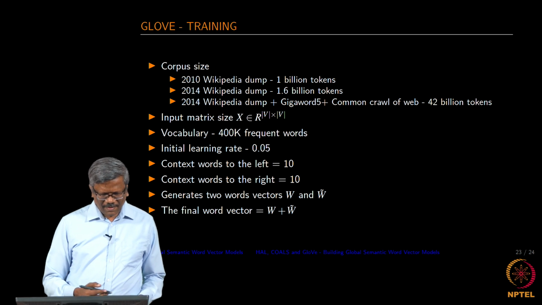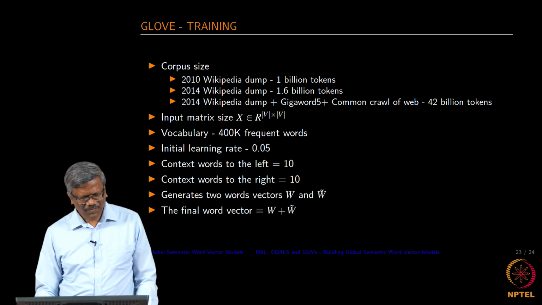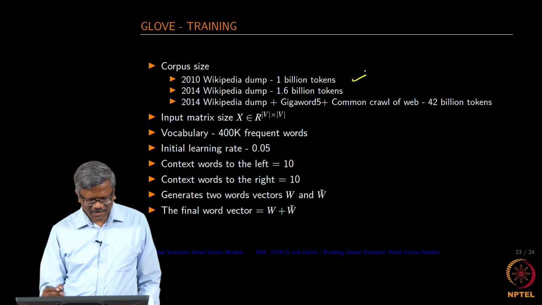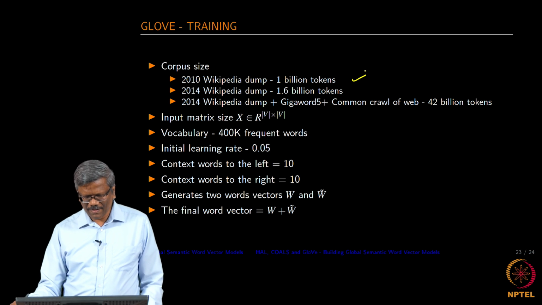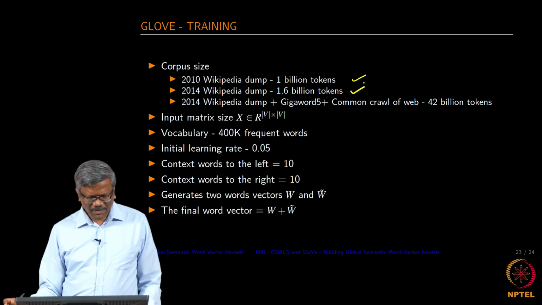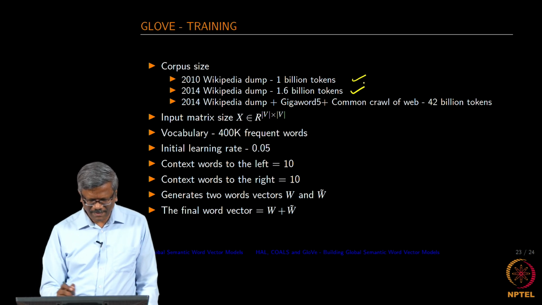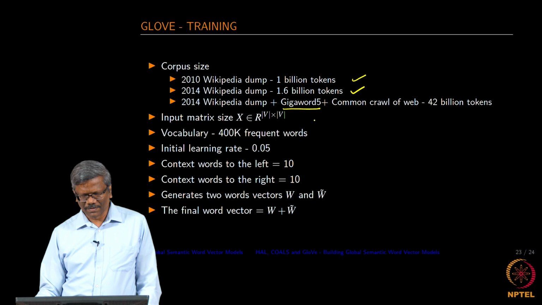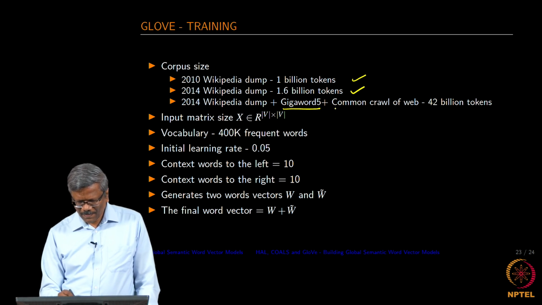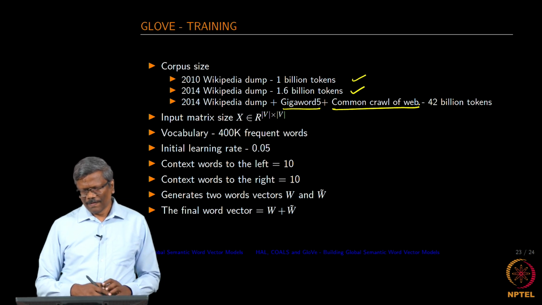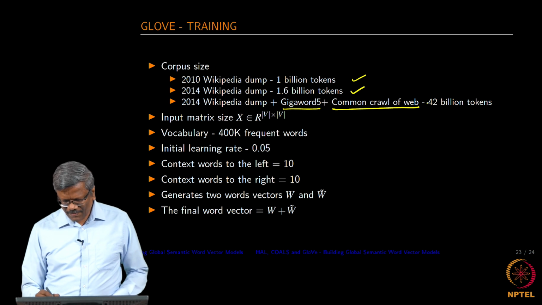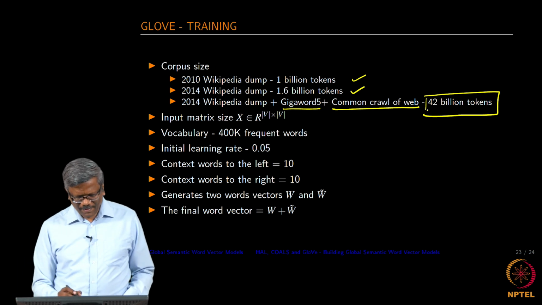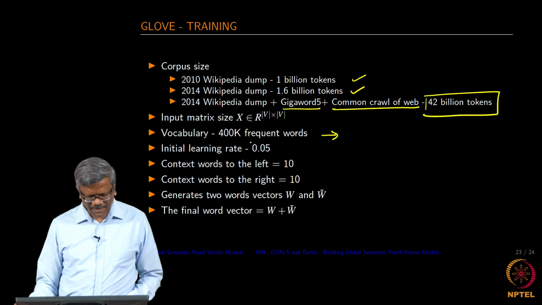Okay. Let us look at what they have chosen as their corpus. They have tried with 3 different corpora. One is the 2010 Wikipedia dump, which is about 1 billion tokens, and then they have used the 2014 Wikipedia dump with 1.6 billion, and then there is one called Gigaword 5 that contains about 40 plus billion tokens, and then they utilized a common crawl of the web, and used 42 billion tokens to train this model. Okay. And then they have chosen close to 400k frequent words as vocabulary.